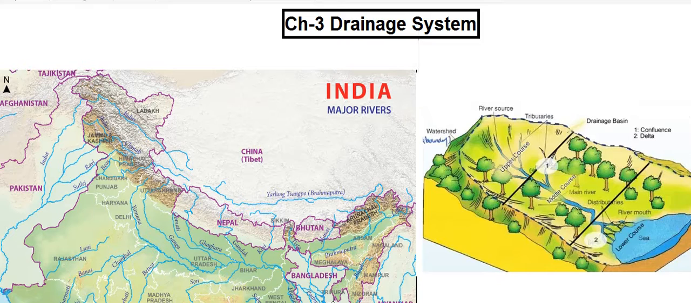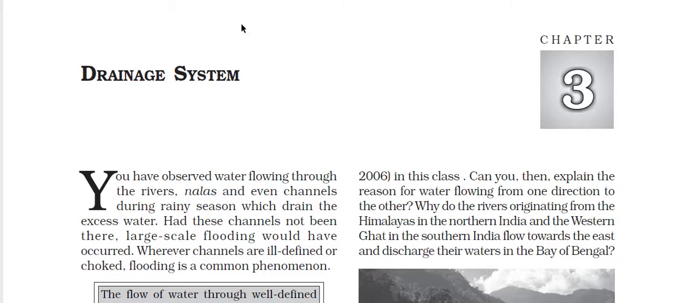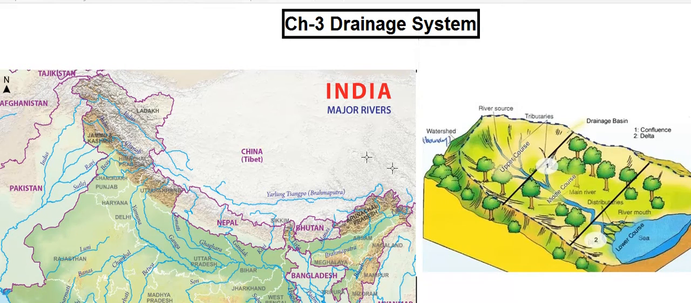So let's start with drainage system. When we talk about drainage system, what does drainage system mean to us? Yes, this is chapter number 3, drainage system. Now, what is drainage? So basically, when we talk about drainage, drainage is a flow of water through a well-defined channel.